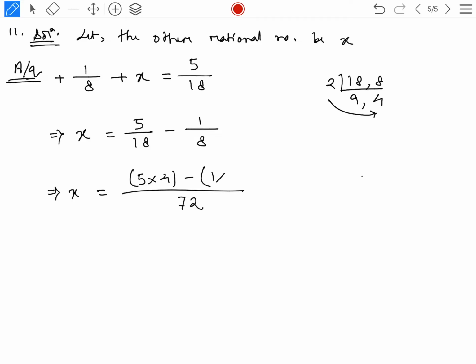So we'll write 5 into 4, then minus 1 into 8 9s are 72, so 1 into 9. 5 4s are 20, then 9, divided by 72. So it will be 11 by 72. This is your answer. So the other rational number is 11 by 72. Understood? Next, questions number 12 and 13 you will be solving by yourself. Read the questions properly, then solve them by yourself.